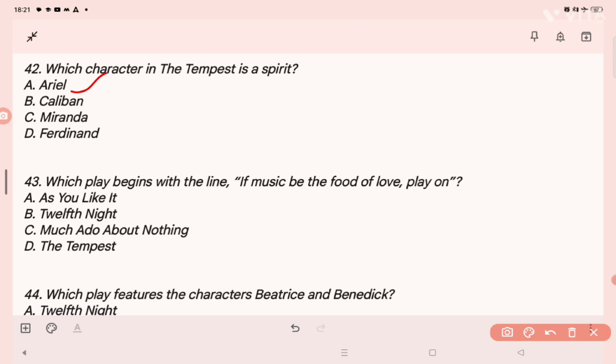Which play begins with the line, if music be the food of love, play on? Option B, Twelfth Night. Spoken by Orsino. Opening line.